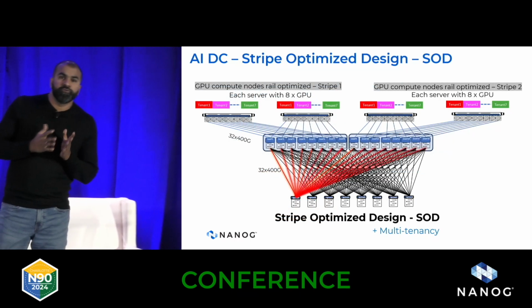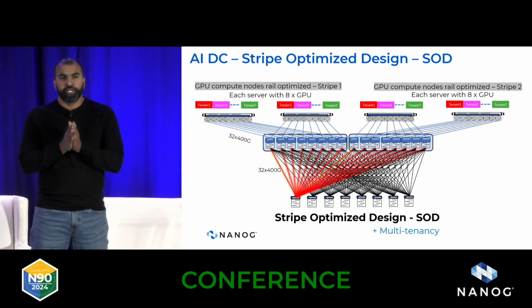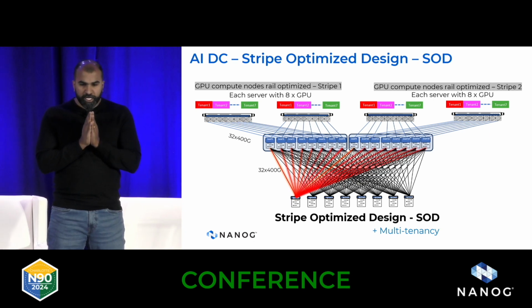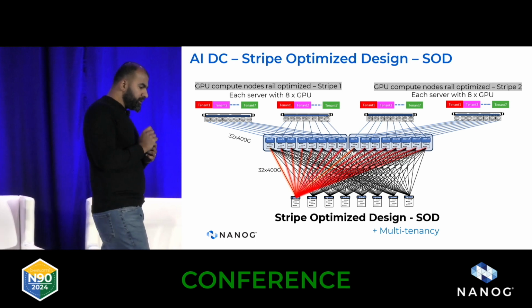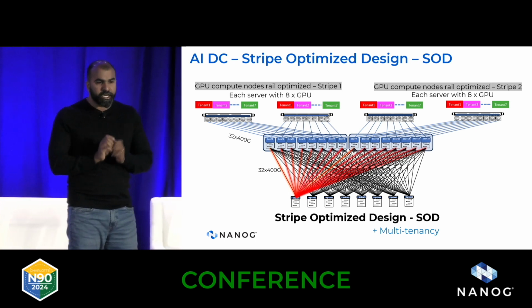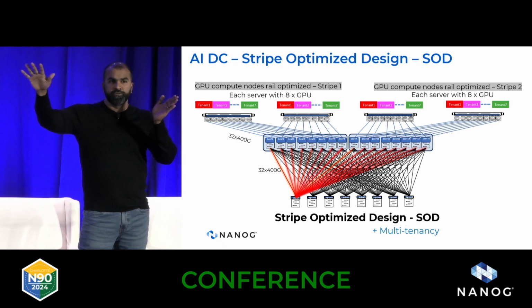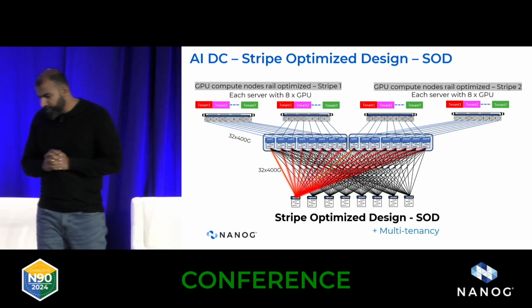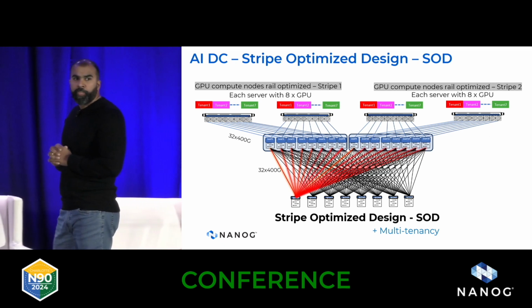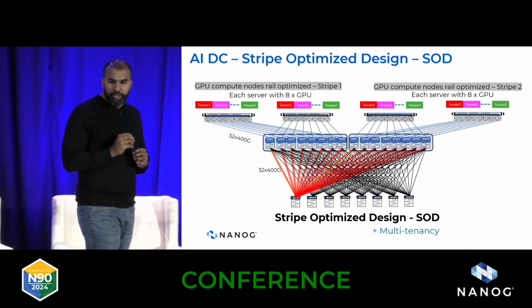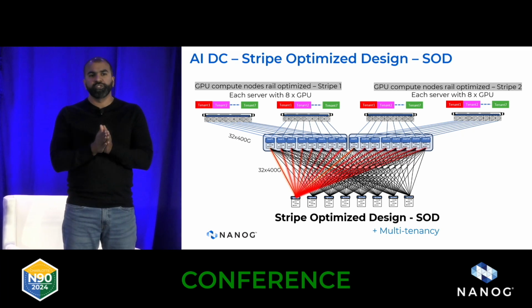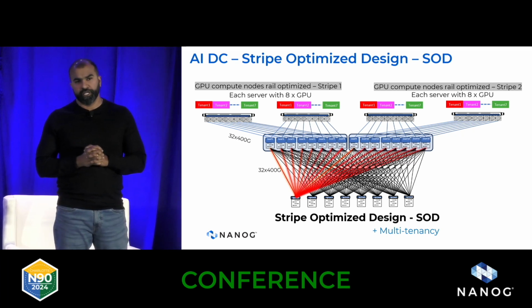There are two ways we can connect the servers into the data center. One, we connect all 8 GPUs in the server to all the leaves, or all 8 GPUs in the server connect to one leaf, not 8 leaves. We call this the SOD, the stripe optimized design, or the stripe unified design. The stripe optimized design is what NVIDIA calls a rail optimized design.